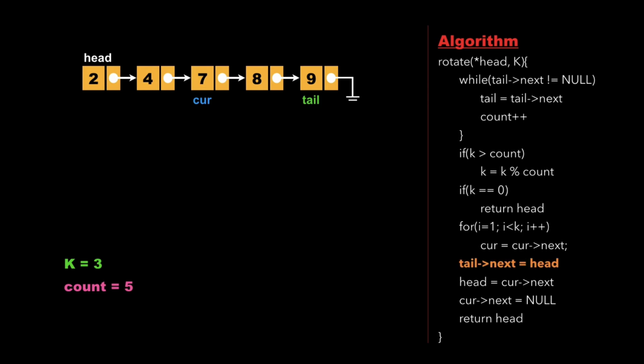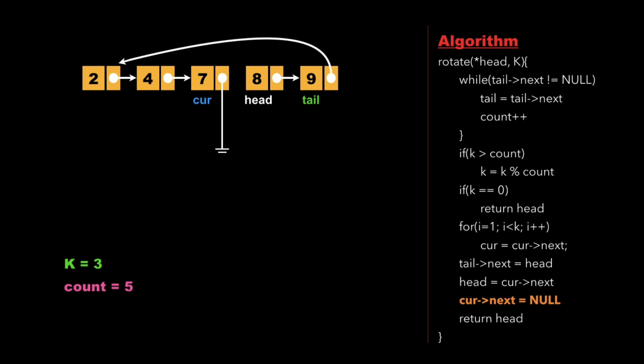Therefore, we exit the for loop and update the pointer of the tail as tail of next is equal to head. As well as we update the value of head as current of next. So a new head will be now the node consisting of integer 8. And then we update the pointer of current node as current of next is equal to null. And finally we return head. So a new linked list will look somewhat like 8, 9, 2, 4 and 7.